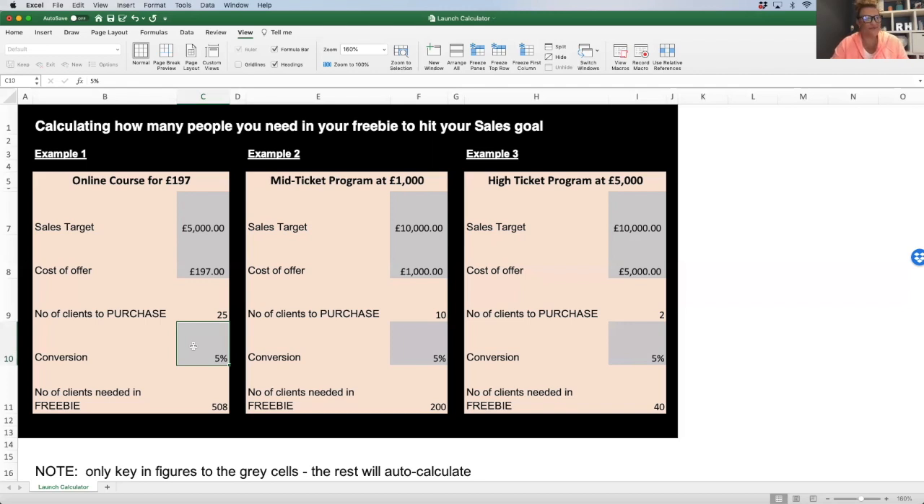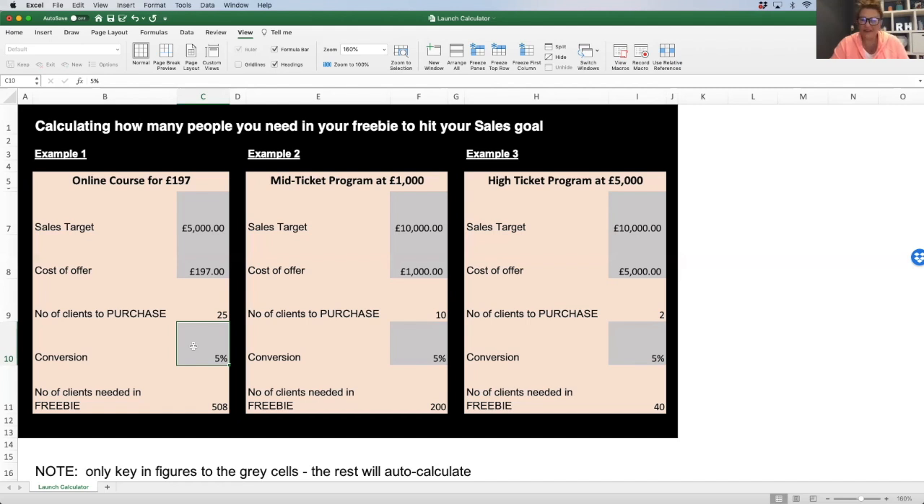Okay, so I have built you a launch calculator because we do not want to leave anything to chance when it comes to planning our sales goals. And it doesn't matter whether you're planning to launch a high volume of online courses, a high ticket one-to-one, or any of your programs in between. A launch calculator is a great way for you to plan the exact number of ideal clients that you need to have at every stage of your launch.